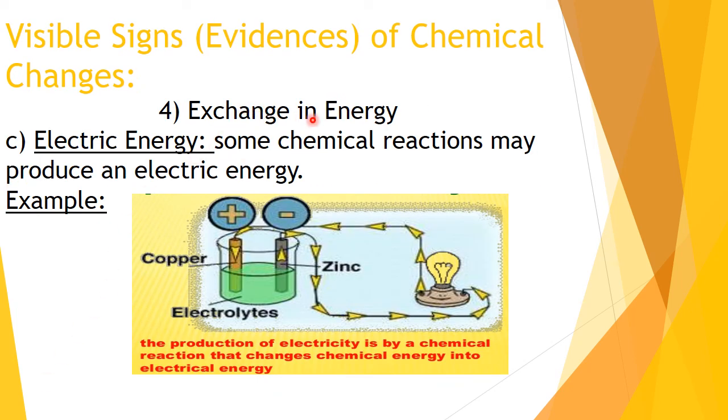The last form of energy is the electric energy. Some chemical reactions may produce an electric energy. For example, the chemical reactions in batteries, which change the chemical energy into electric energy.